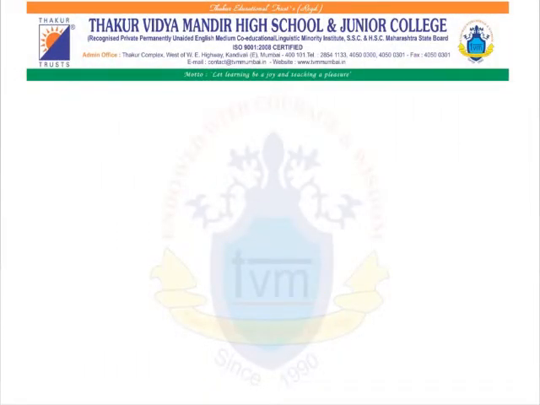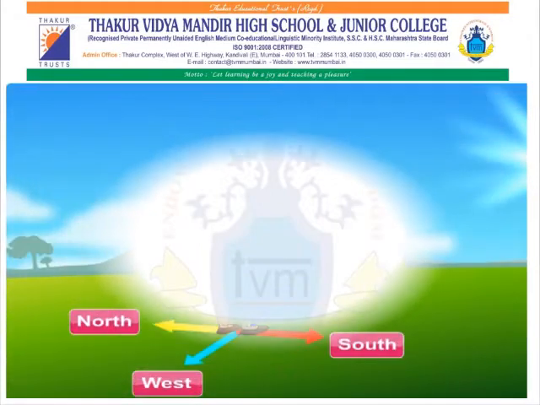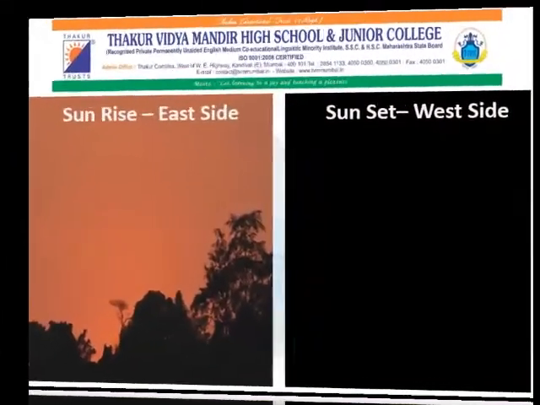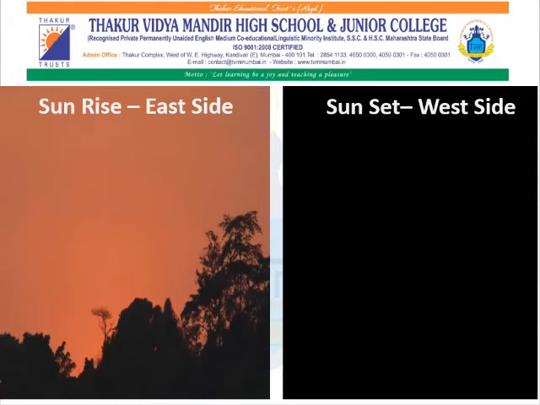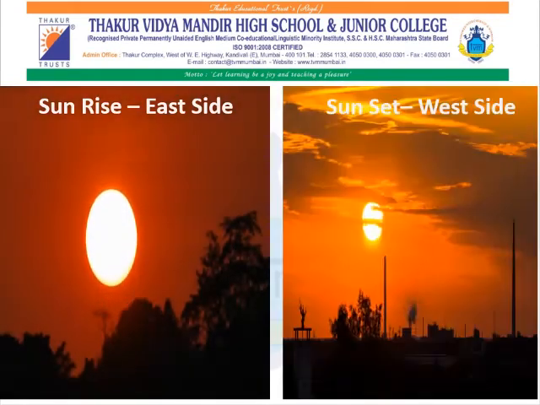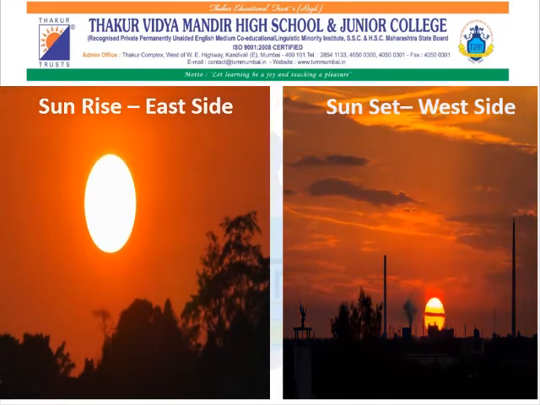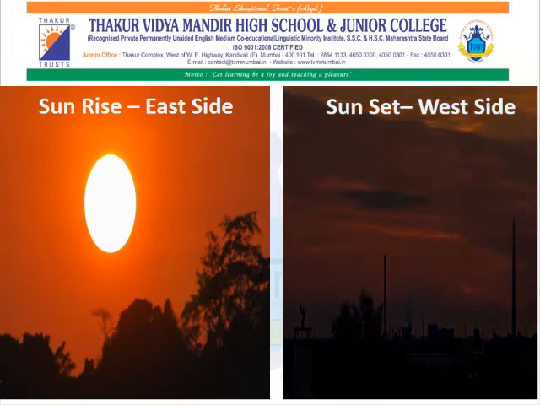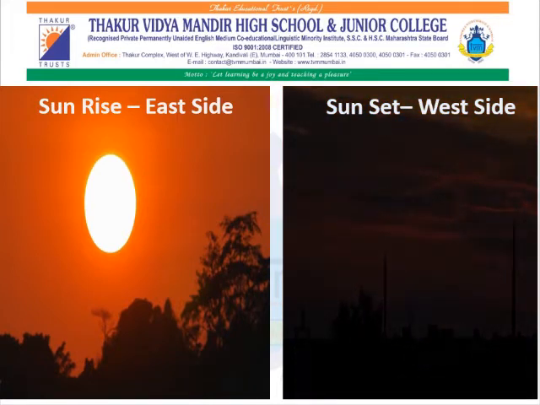Hey kids! In Standard 3, you have already learnt about the four main directions, that is, East. We all know that the sun rises in the east. As every day the sun rises in the east, it sets in the west. This happens every day. The rising and the setting of the sun is followed one after the other.